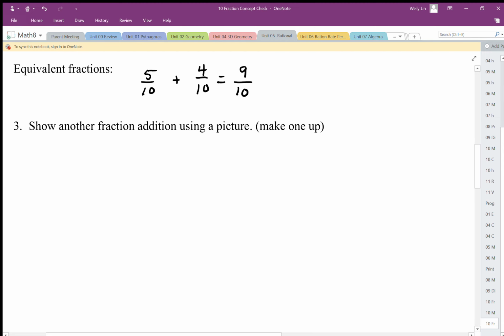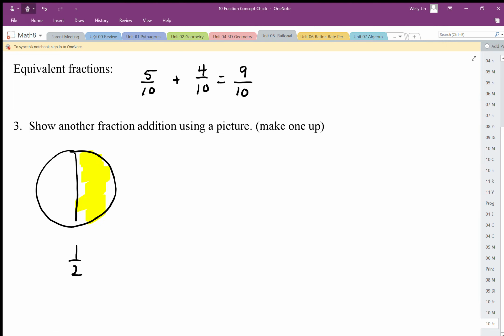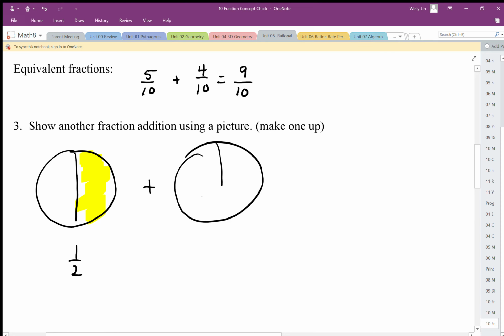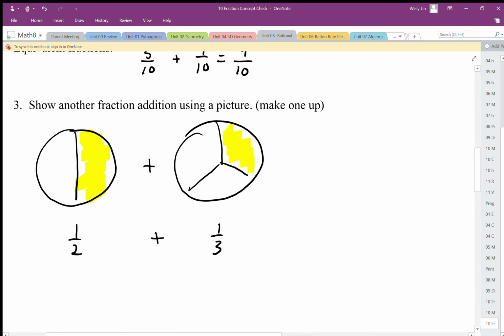So we can do this with any other fractions. I can do a 1/2 fraction, and I can add it to a 1/3 fraction. Now I cannot add these the way they are. In order to add these, I need to be able to count the numerator, which means I need to have the same size pieces.